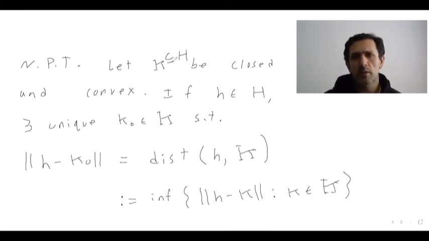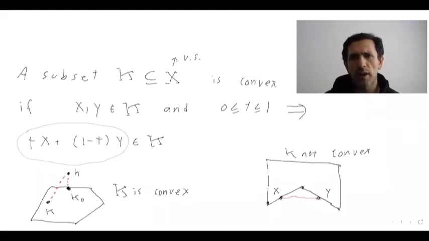We'll talk about that later. But regardless of finite dimensional or not, you absolutely need convexity for uniqueness.